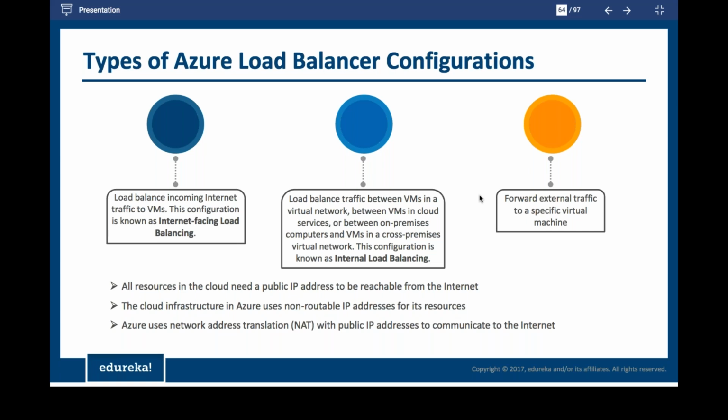And you can also forward external traffic to a specific virtual machine, which can distribute the traffic. So all resources in the cloud will come up with a public IP address, where it's going to reach the public IP address, and then the load balancer will take control of distributing the traffic between the virtual machines, which is public facing. And you also have an internal load balancer which will distribute the traffic internally within the virtual network.